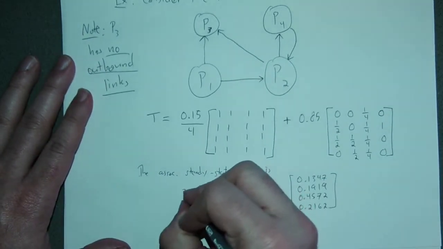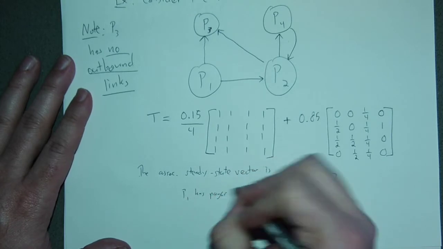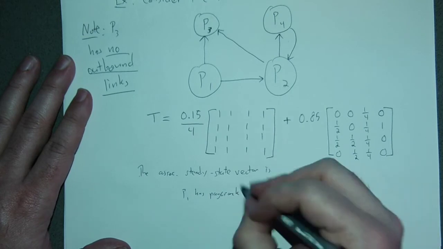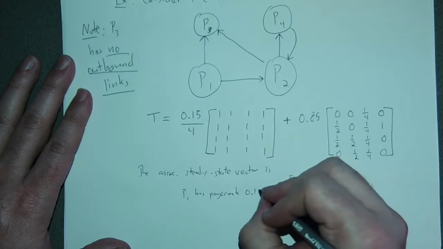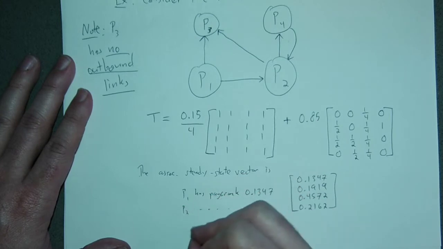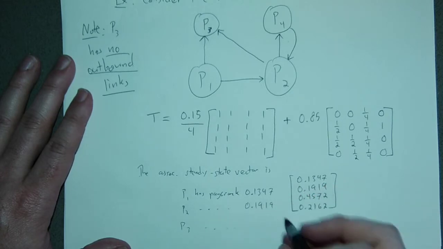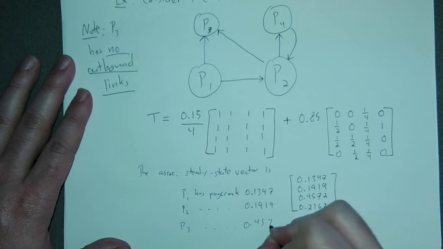Okay, and remember the way that this vector goes when you have this written out here is that the way that you read this is that P sub 1 has PageRank 0.1347. P sub 2 has PageRank 0.1919, and so on. Right.